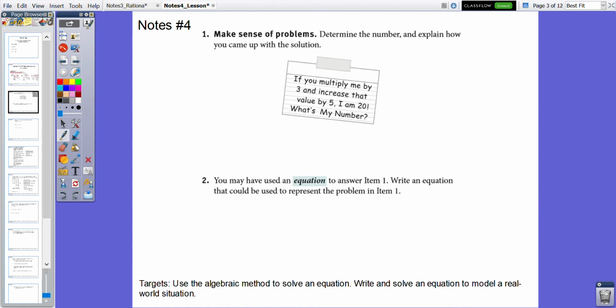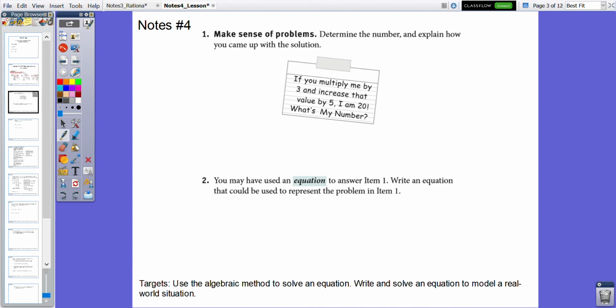Looking at the top of page 15, we have a little game right here. It says, let's play guess my number, or what's my number? In this case, you get a little post-it note here that says, if you multiply me by 3 and increase that value by 5, I am 20. What is my number? So we have to find out what that mystery number is. What I want you to do is determine that number and explain how you came up with the solution. We'll revisit this in a little bit.